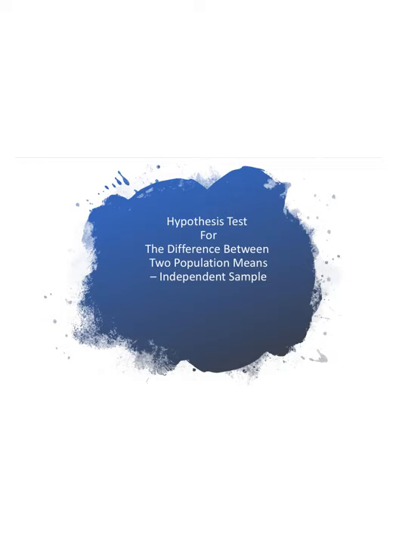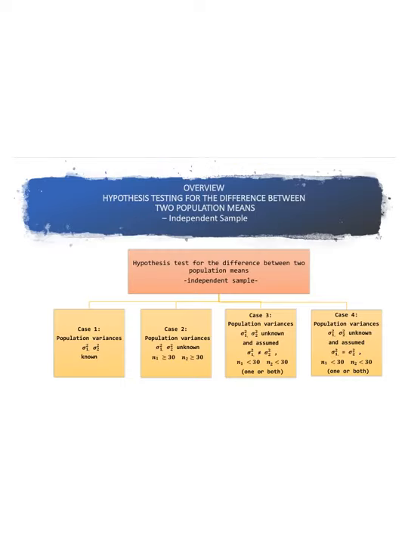Okay, so for today, we are going to continue our hypothesis testing, but for today it is for the difference between two population means, specifically for independent samples first. Okay, before we go further, let's take a look at the overview of hypothesis testing for independent samples.